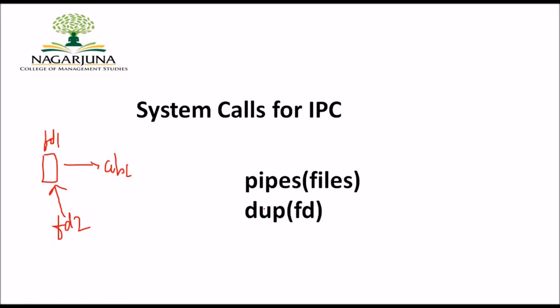So we have discussed three different types of system calls. One is system calls for low level input output operations, then system calls for process control, where we have four different types: fork, wait, exec and exit. And the last Unix system call that we have discussed is IPC, system calls for inter-process communication, where we have two different types: pipes and DUP. The last concept of this chapter is signals and interrupts.